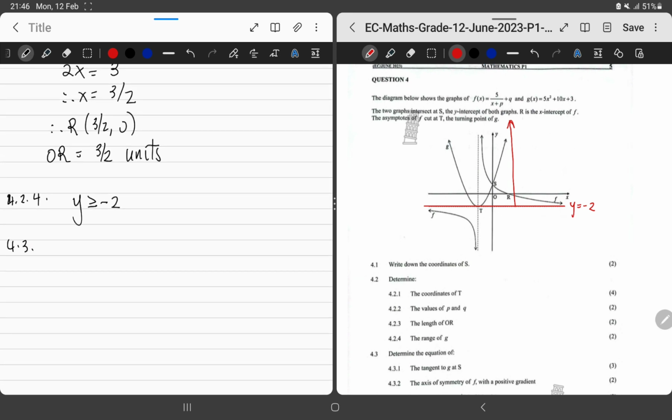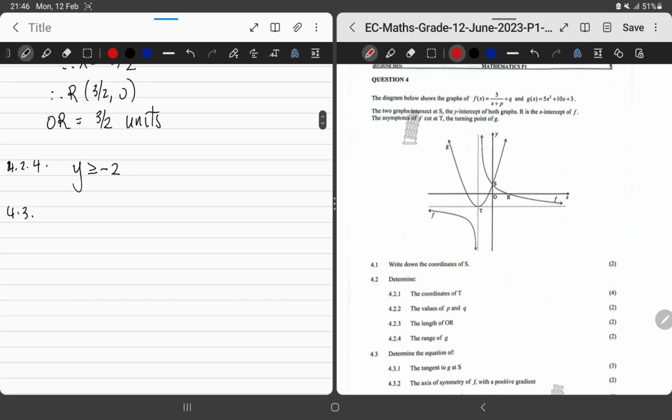Then 4.3. Determine the equation of the tangent to g at S. g(x) is equal to 5x squared plus 10x plus 3. We know that the equation of a straight line is given by y = mx plus c. So we need to find the gradient when x is equal to 0, because the coordinates of S are (0; 3). In order to find the gradient, we need to find the derivative. So this is 10x plus 10.